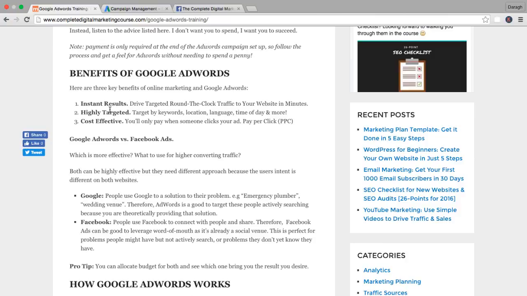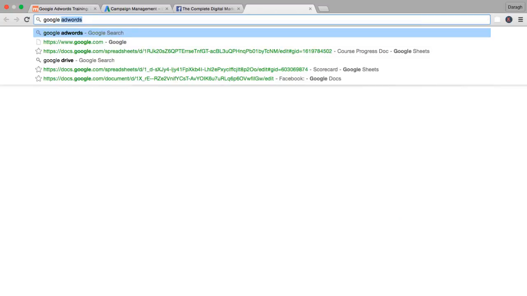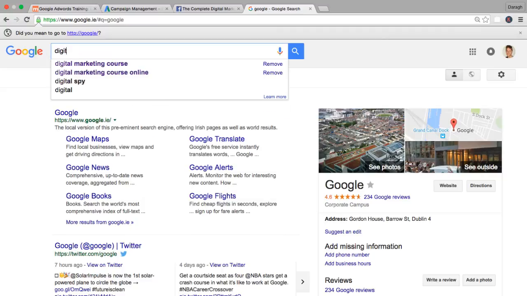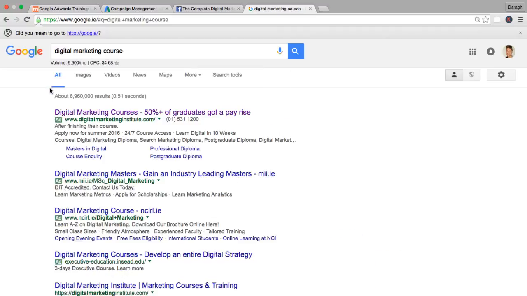Now, the third reason that you should really use Google AdWords for online advertising and to really get results is because it's cost effective. You'll only pay when somebody clicks on your ad, so it's pay per click. You might have heard that term before, but essentially when somebody in Google or somewhere else clicks on your ad, let me show you an example. You only pay when somebody actually clicks on your ad and goes to your website.